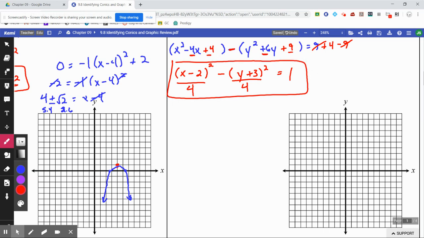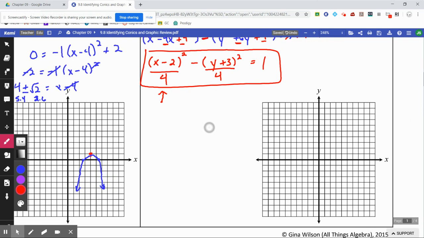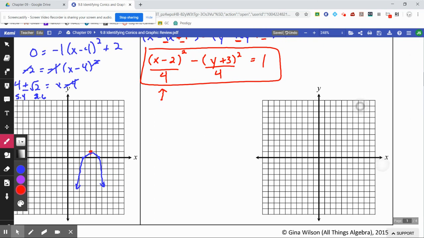Here is your hyperbola. Reminder that this is going to be a horizontal hyperbola because the x stuff is first. The center of this hyperbola got shifted right 2 and down 3. So 2, -3 will be the center. Let's go ahead and graph that. Our a value for this hyperbola here is a squared. And here is b squared. So therefore our a value will be 2 and our b value will be 2.